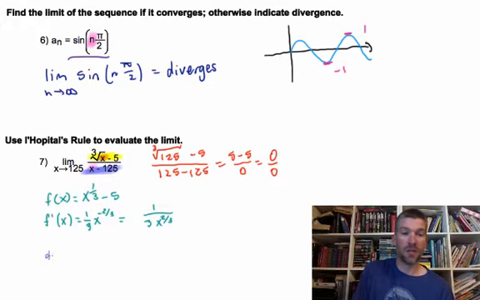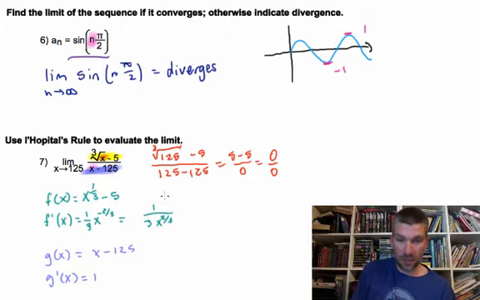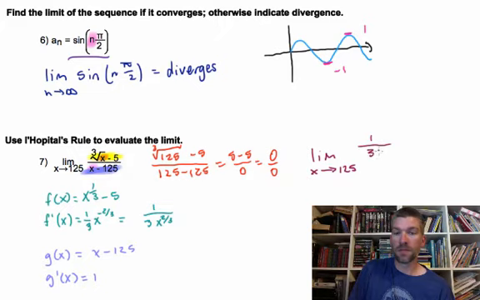Let's look at g. G would be my bottom equation, which is x minus 125. So g prime is equal to 1. All right, so what do I do now? I put the top function, the f prime, over g prime, and I re-evaluate my limit. So now I'm going to look at the limit as x approaches 125 of 1 over 3 times x to the 2/3, divided by 1. So that whole 1 part doesn't even matter.